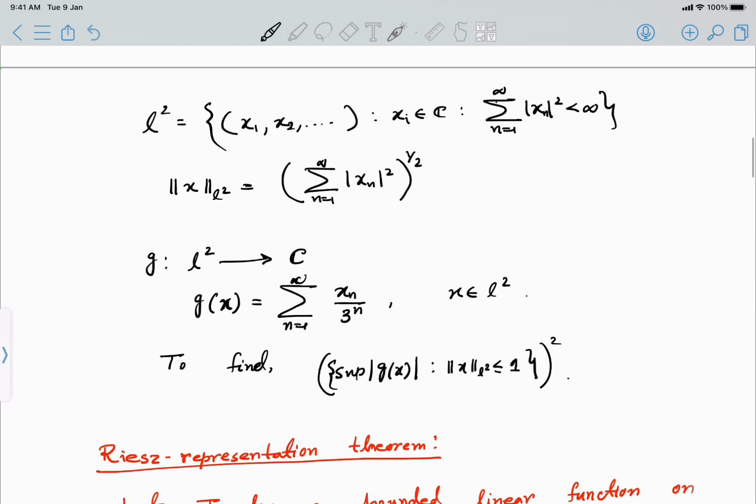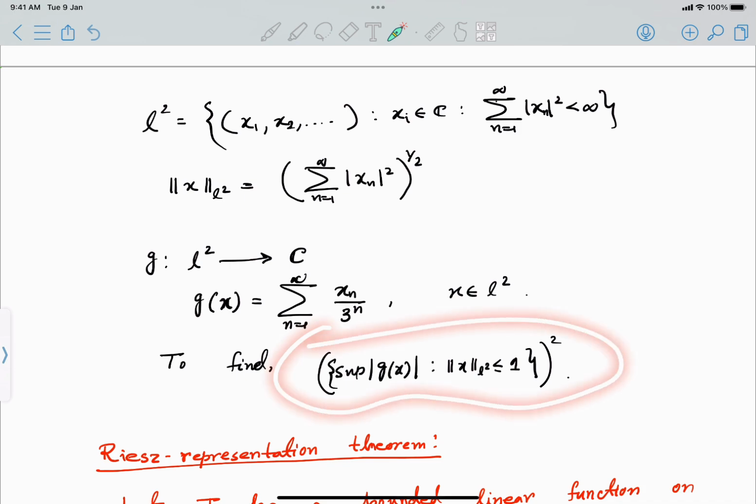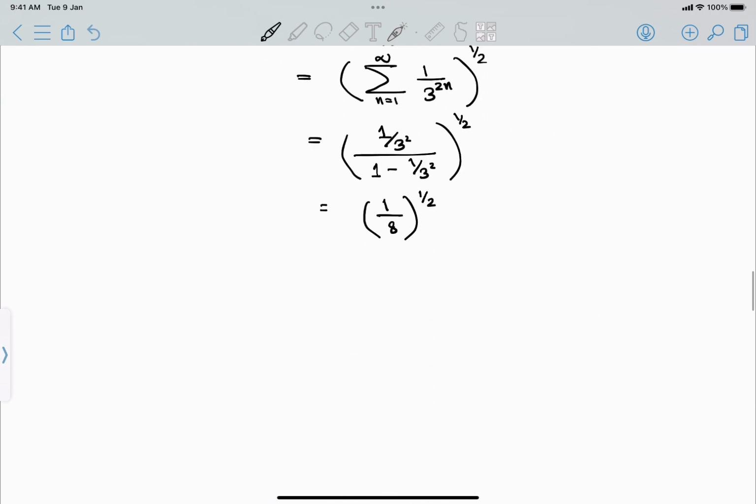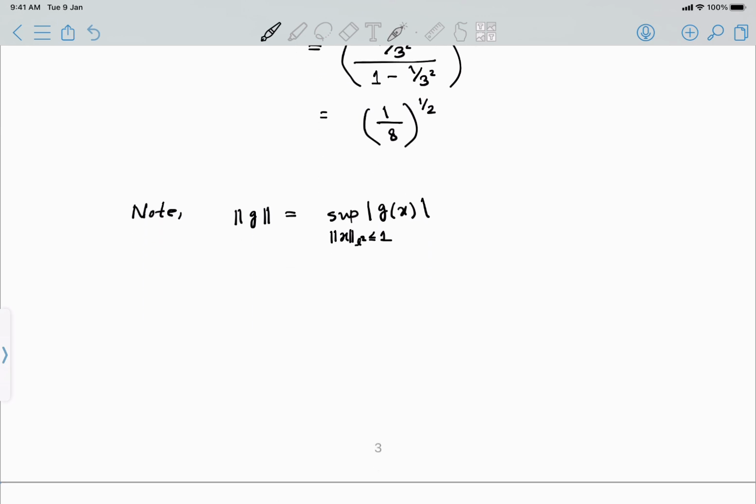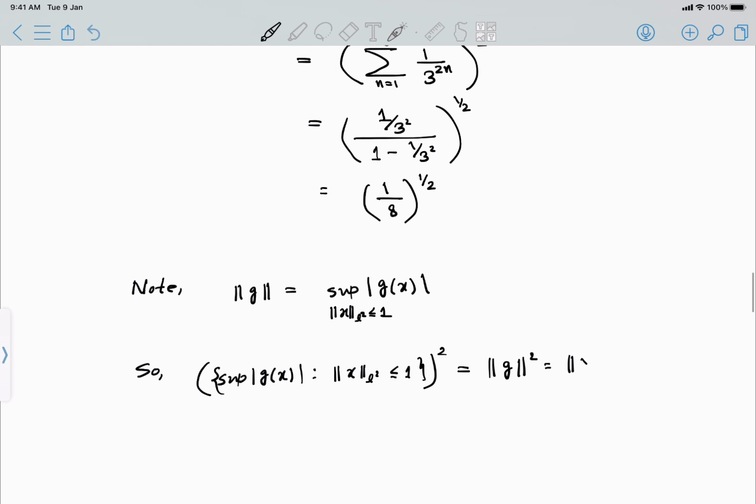Now what do we have to find? Note the definition of the norm of G: the functional norm of G is the supremum of mod Gx such that the L2 norm of x is less than or equal to 1. So the supremum of mod Gx such that the L2 norm of x is less than or equal to 1, whole squared, means norm G squared, which is the same as norm y naught squared, so it is 1 by 8.